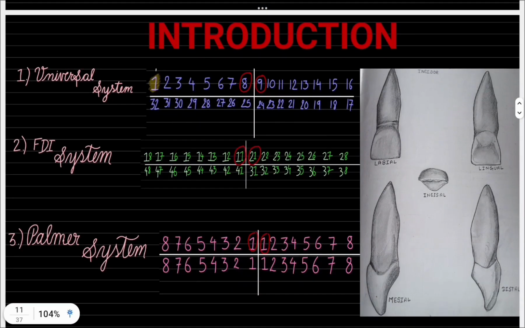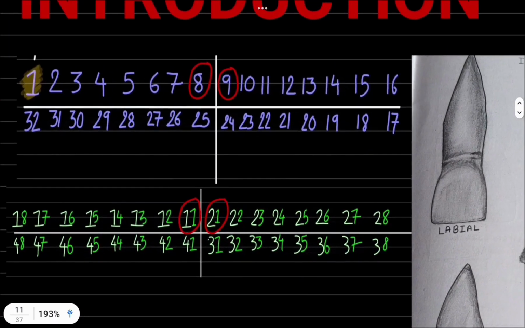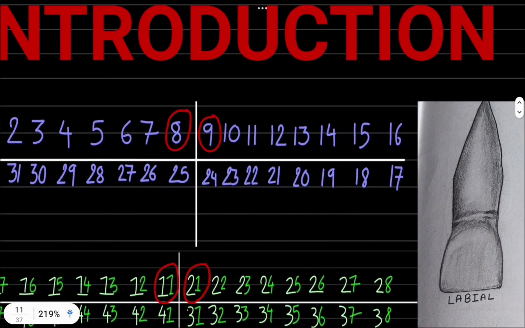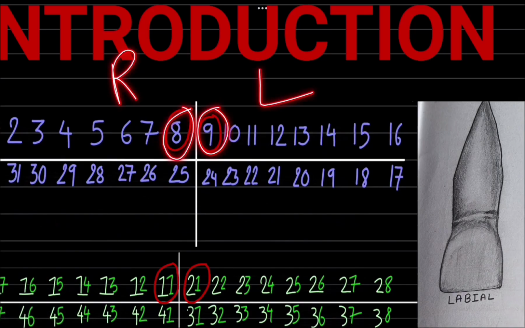Now moving on, we have the different notation systems. So we shall see what the numbers of the central incisor are according to various notation systems. For the universal system, we have number 8 and number 9. This is the left side and this is the right side. So the left incisor will be number 9 and the right incisor will be number 8.